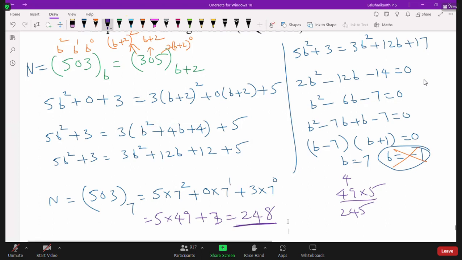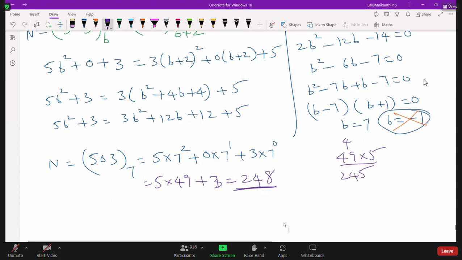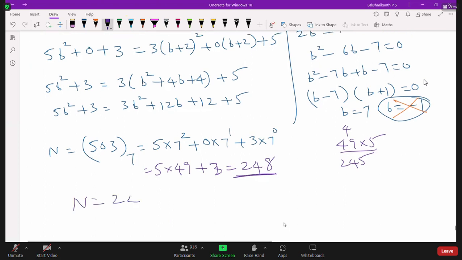So what is the product of digits? They are asking the product of digits in this number, 248. 248 means 2 into 4 into 8. 2 into 4, 8. 8 into 8 is what? 64. So this is the answer.